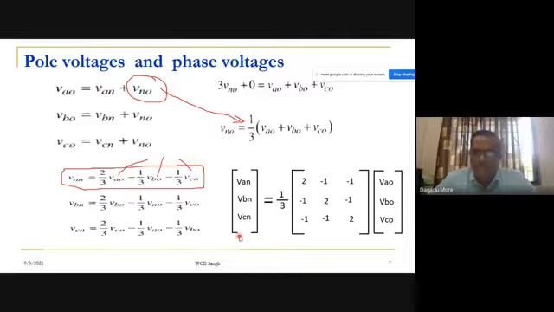Once again, I will repeat. We are having 8 switching states for a two-level inverter. For each switching state, we have a specific value of VAO, either plus VDC by 2 or minus VDC by 2, and similarly for VBO and VCO. Putting these values, we get the phase voltages for all the 8 switching states. Is it clear?